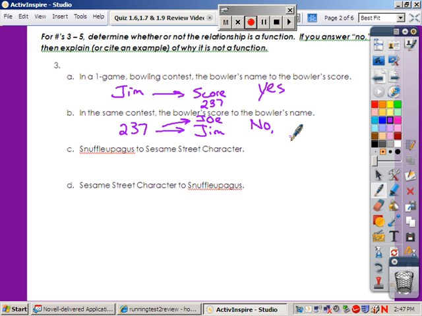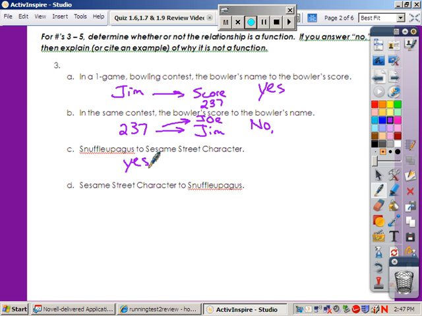Okay, so let's try to apply that same logic to part C. Snuffleupagus, the very lovable woolly mammoth character on Sesame Street. Does T lead you automatically to a Sesame Street character? Again, unless you name the small child Snuffleupagus or something, most likely you're going to say yes to that one, right? Because he is only a Sesame Street character.